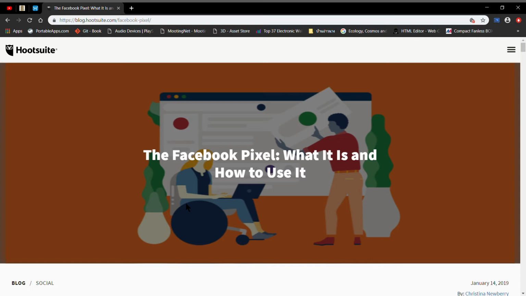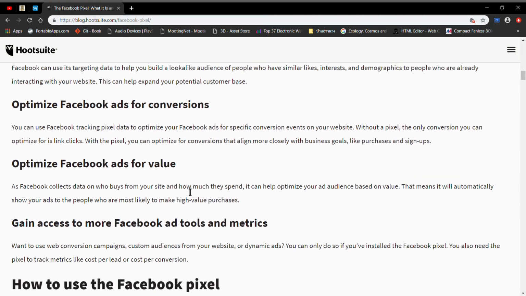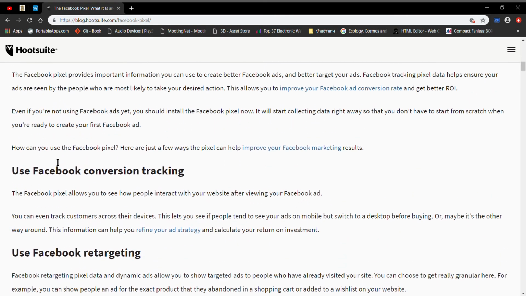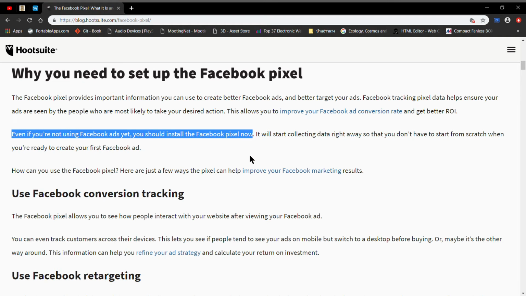If not tens, it will be tens of thousands of lines of code. And it will be looking at things that you would not believe. It will be looking at the contacts on the computer of the person who's visiting the website that has a Facebook pixel on it. And they've paid Hootsuite to write this so that everybody believes they should, as said here, that even if you're not using Facebook ads yet, you should install the Facebook pixel now. Why? So Facebook can spy on everybody's visitors. And that's called a megatrend because everybody believes this is true and that it's good.